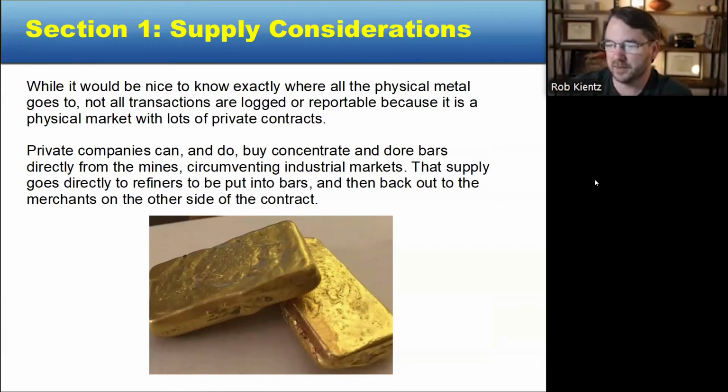And that supply goes directly to refiners to be put in bars and then back out to the merchants on the other side of the contract. Not all of this is required to be publicly reportable. So we don't know exactly how much is used and how much is produced every year. We just ballpark it, and basically all of the companies that follow it will tell you that.